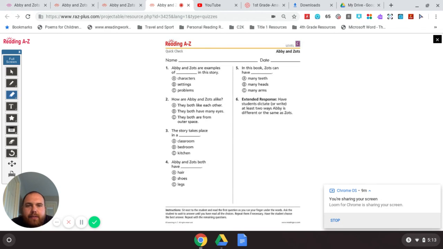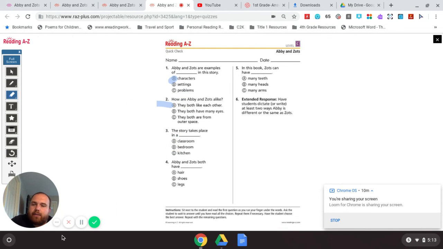And number 6, we're going to skip number 6, so we just did it in the activity. That's awesome. We made our work easy for ourselves, right? Abby and Zats are characters in the story, okay? They're characters. They are people in the story, people or things that we're reading about. How are Abby and Zats alike? Do they both have many eyes? No, because Abby only has 2. Are they both from outer space? I don't think Abby's from outer space. I'll use A. They both like each other.